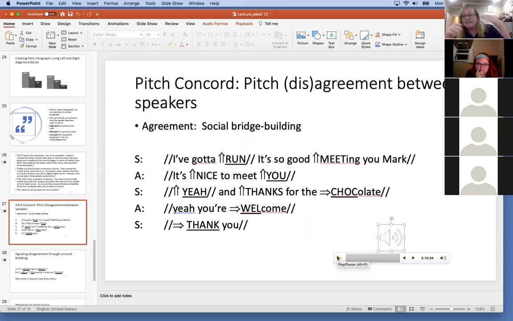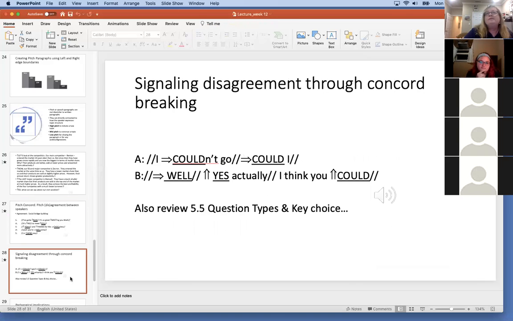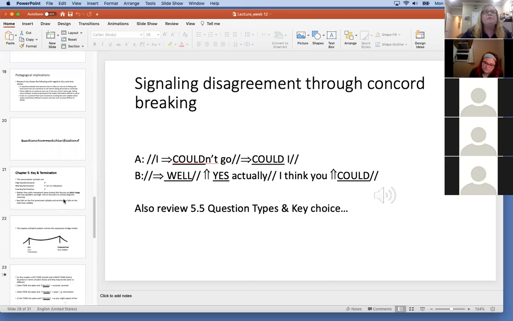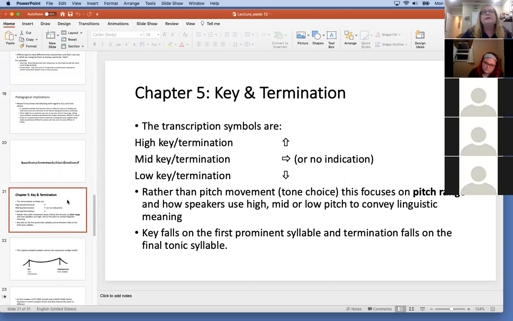So I think you get the general idea: if I say, I got to run, it's so good meeting you, and he says, nice to meet you, then it's going to be like, okay, something's wrong there, right? So this is part of this matching. You can also signal disagreement through concord breaking, and this happens quite a lot. So if you think back to what we were talking about in terms of mitigators, where's our mitigators?